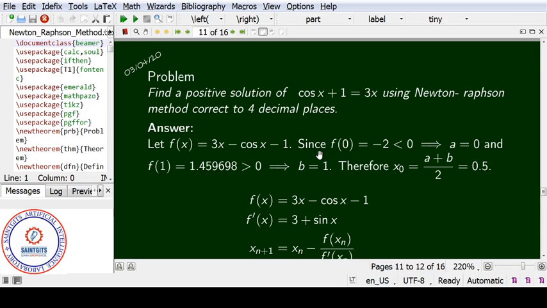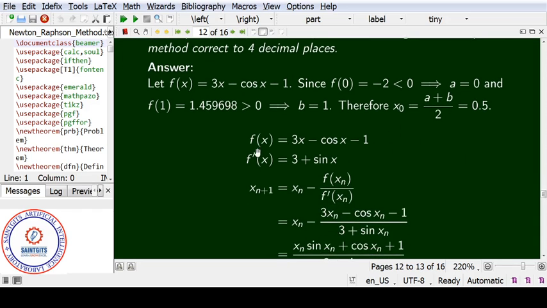As in the previous case, we use bisection. F of 0 is negative and f of 1 is positive. So I choose a as the point which gives the negative value, a is equal to 0, and b is the point which gives the positive value to this function. So b is equal to 1. So bisecting that interval, I get x0 equal to a plus b by 2 equal to 0.5.